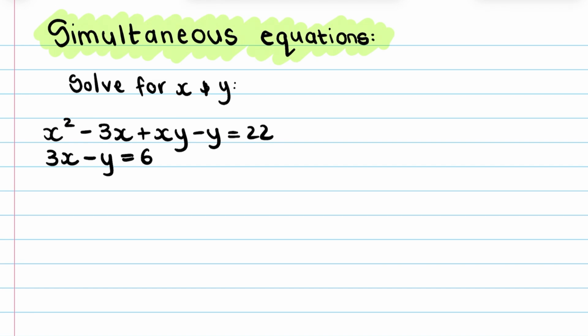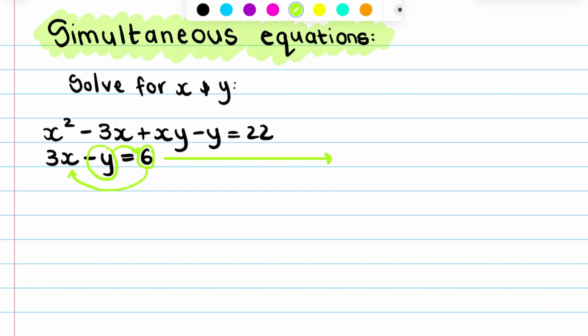So here we have something just a little bit different. I'm going to check out my two equations and I'm going to ask myself, which of these is simpler? Do you see that the second one here is actually going to be a lot easier to manipulate, and I can actually make y the subject of this formula pretty easily. So let's say we took y over to this side and we took the 6 over to that side. Do you see that we would have 3x minus 6 is equal to y?